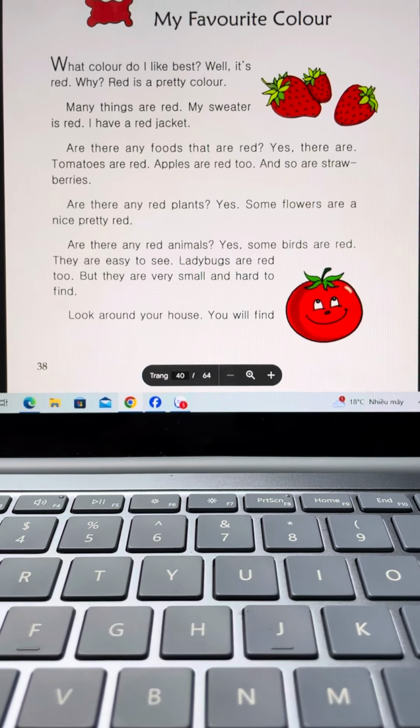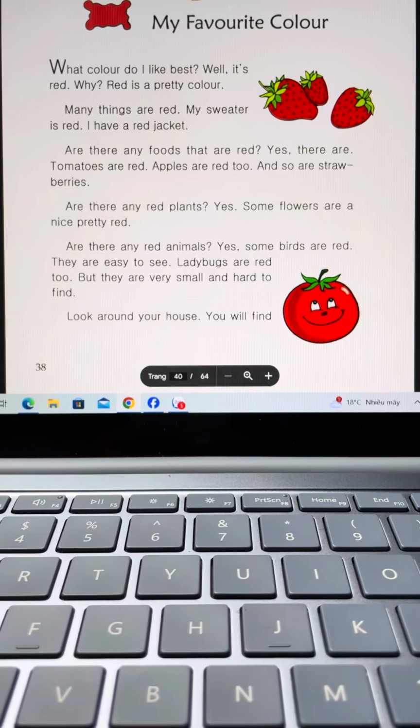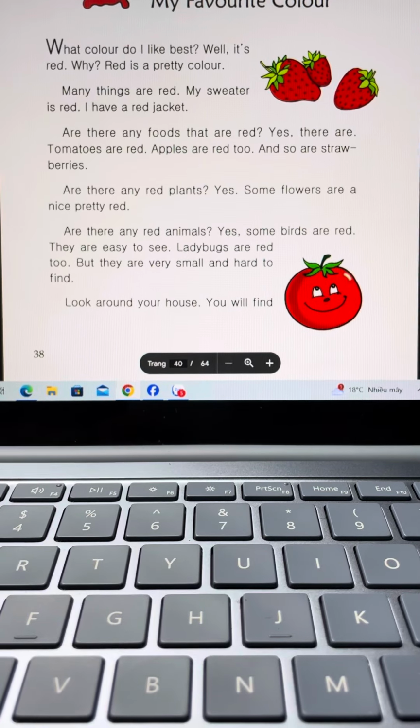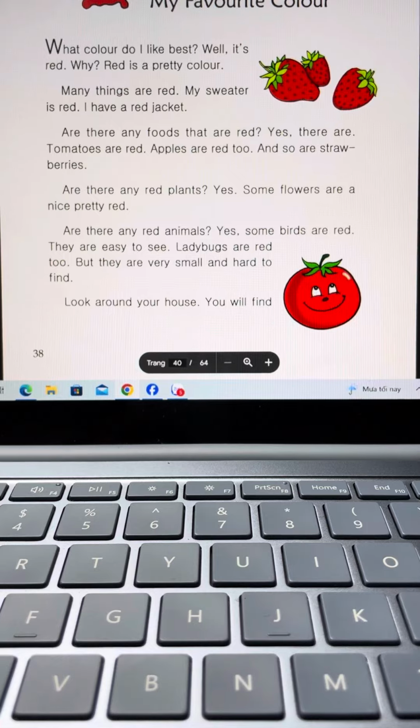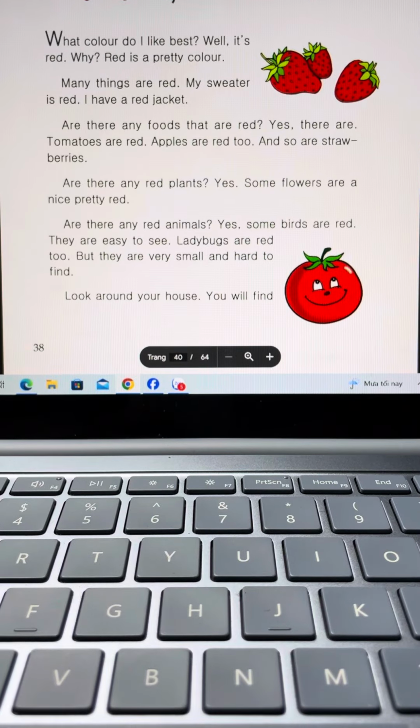Are there any red animals? Yes, some birds are red. They are easy to see. Ladybirds are red too, but they are very small and hard to find.